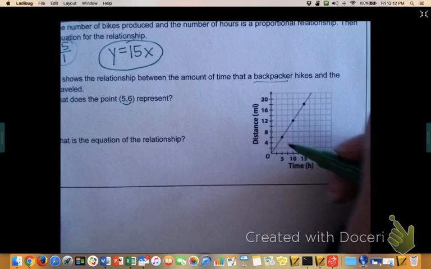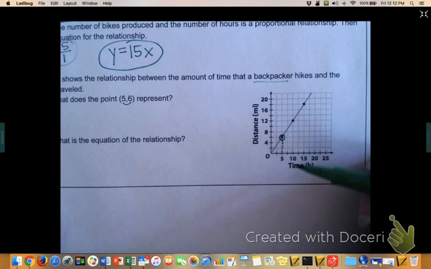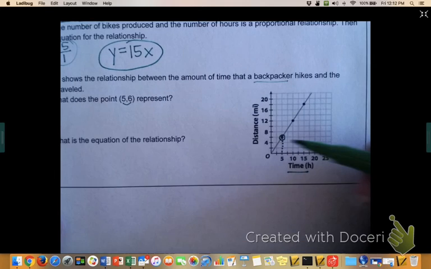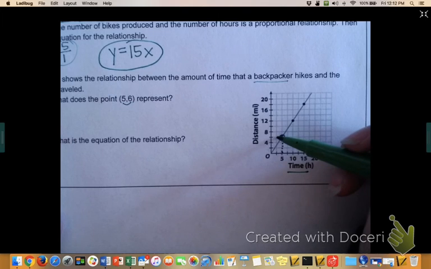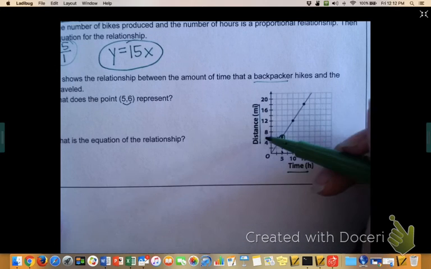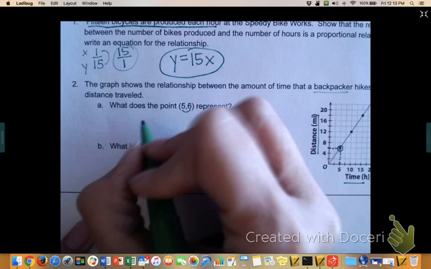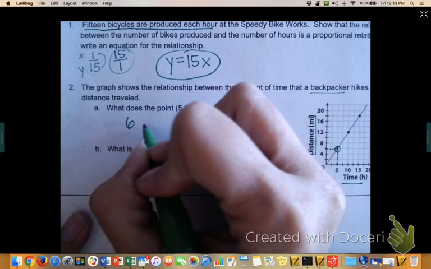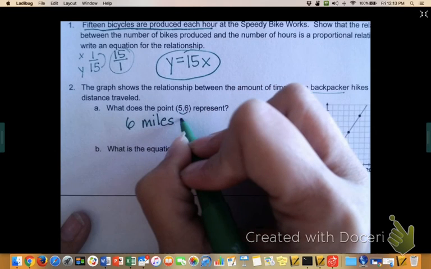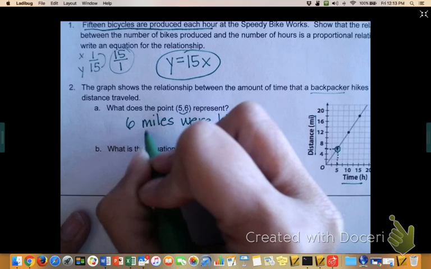This point specifically means that after 5, read your label, time, hours, so at 5 hours, he had backpacked 6 miles. That's why those labels are on there. So the point is not random. It means that every 6 miles, it takes him 5 hours. So you should have written something like 6 miles were hiked in 5 hours.